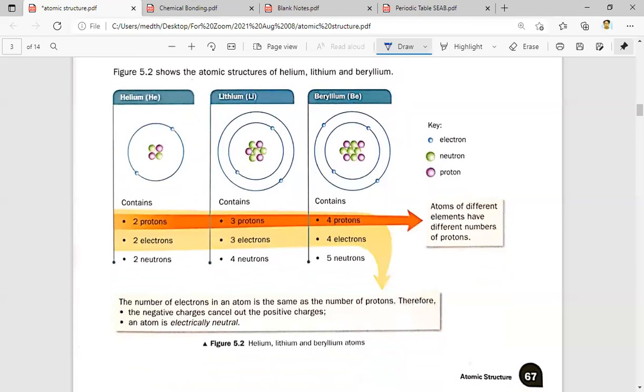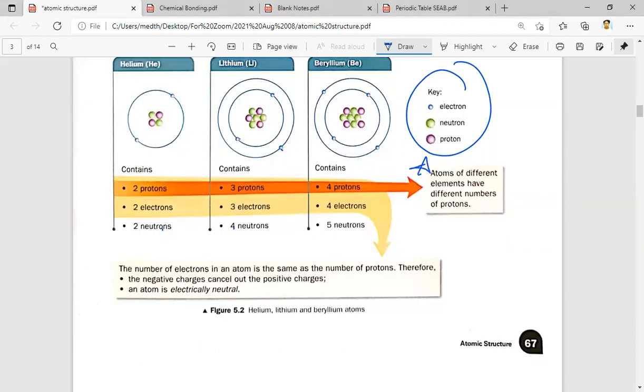So this is the atomic structure of helium, lithium, and beryllium. Based on what you can see, helium is made out of 2 protons, 2 electrons, 2 neutrons. Lithium has 3 protons, 3 electrons, and then 4 neutrons. Now, in case you're thinking, how come I know? We know that green is neutron, purple is proton, and the light blue is electron. So it's literally just counting off from here. That's how they go about this.